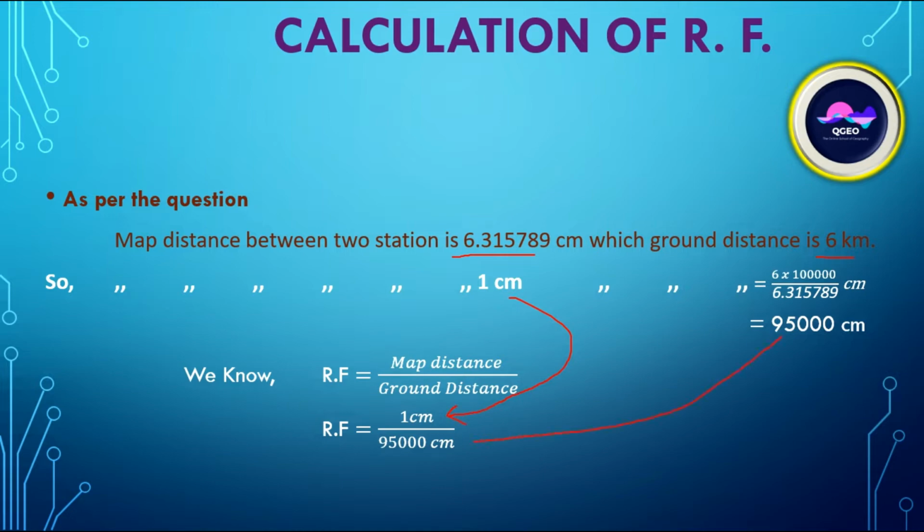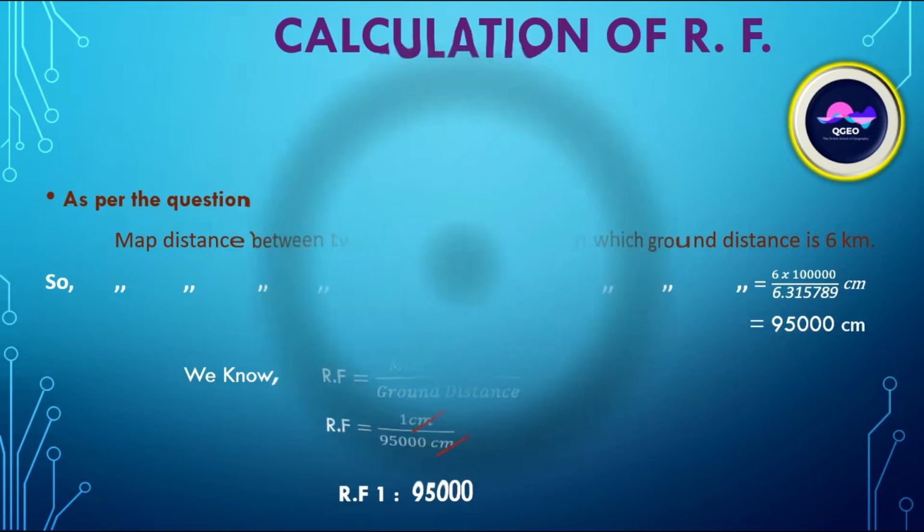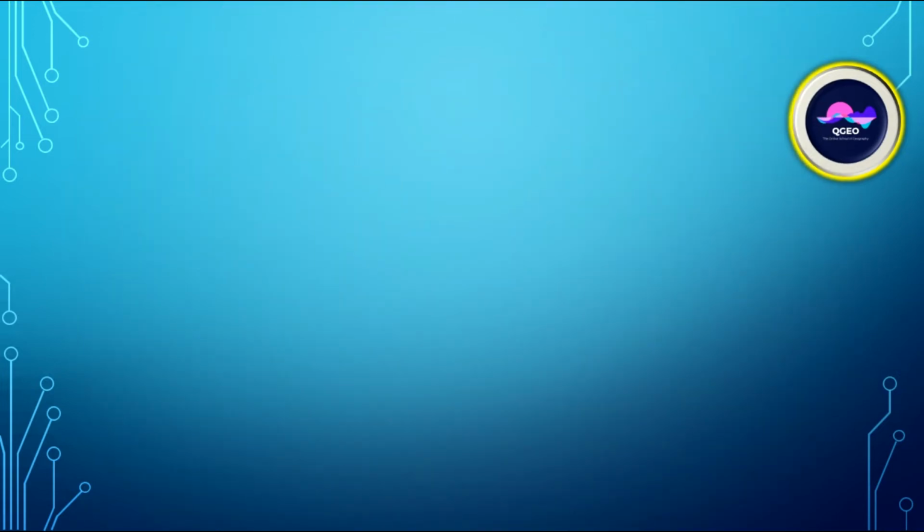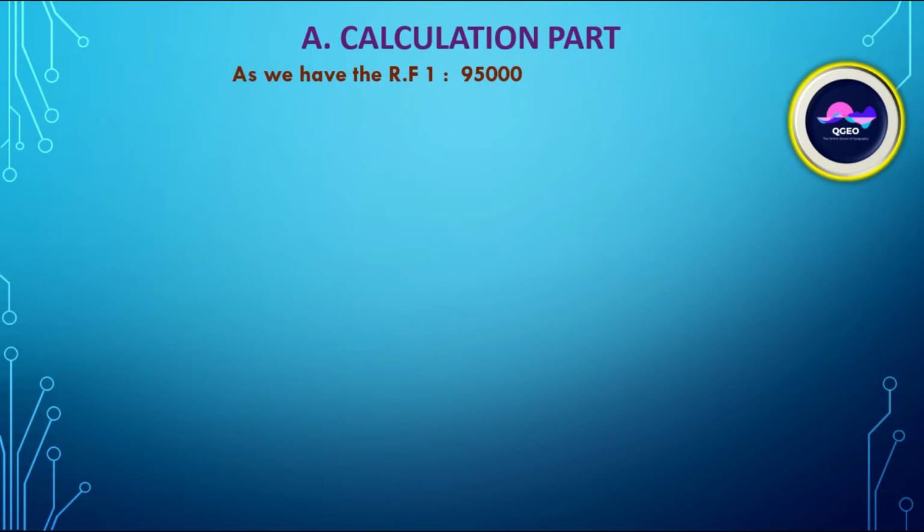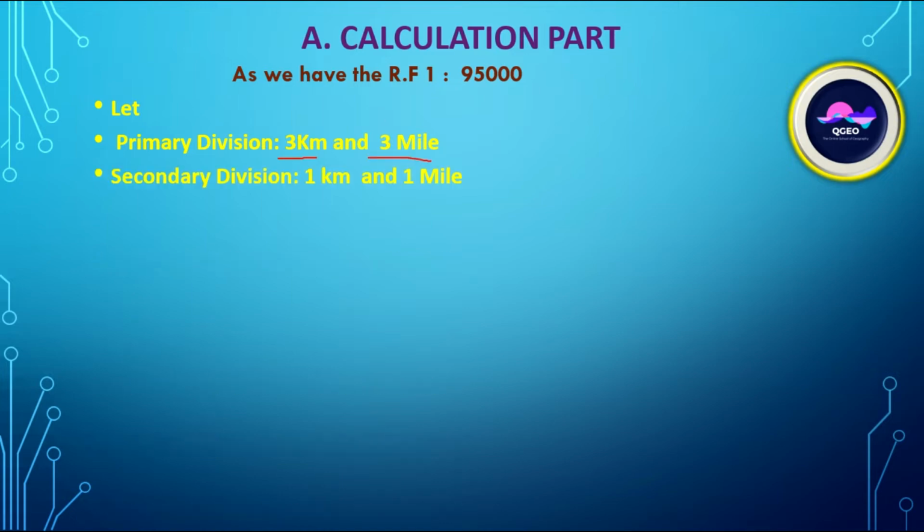Now cut the centimeter into centimeter, so we can get RF 1:95000. Now the calculation part. As we have the RF 1:95000, so let primary division be 3 kilometer and 3 mile, secondary division 1 kilometer and 1 mile.